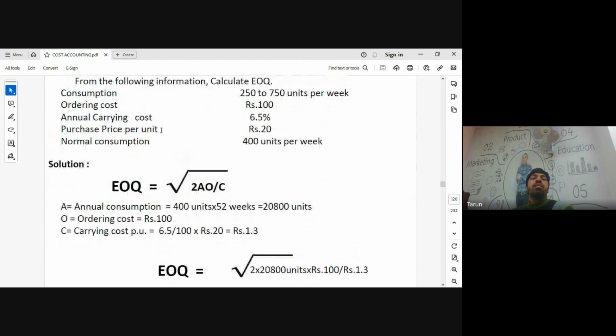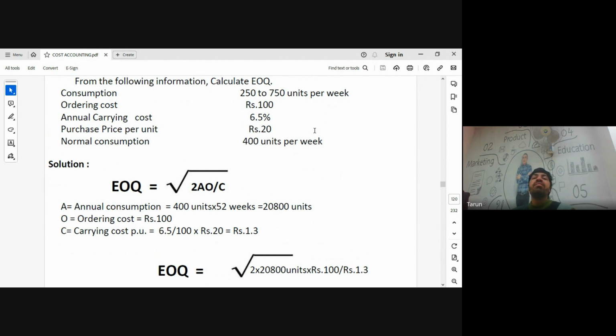Right, so this is another question on economic order quantity. Consumption is 250 to 750 per week. Ordering cost is 100. Annual carrying cost is 6.5%. Purchase price is rupees 20 per unit. And normal consumption is 400 units per week.